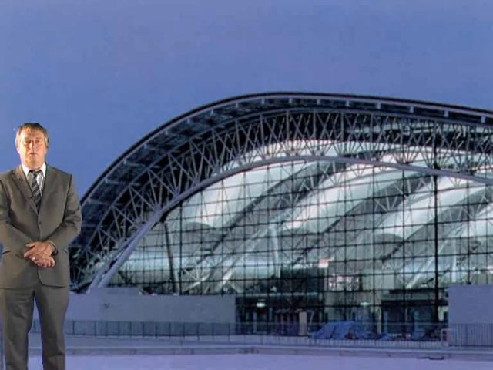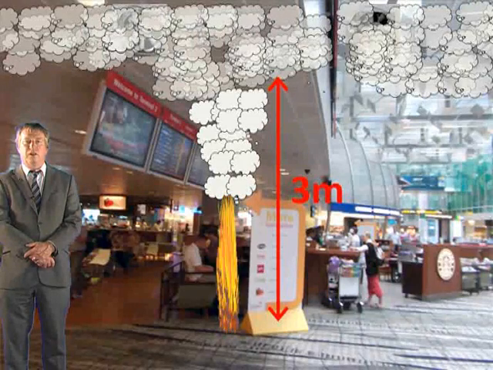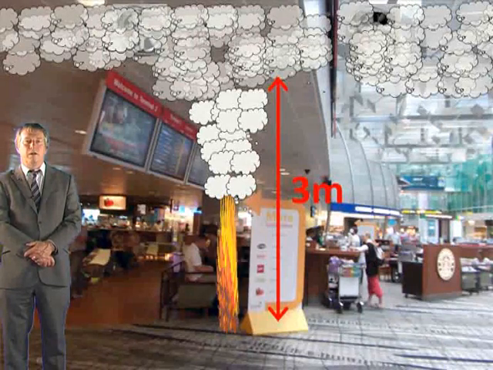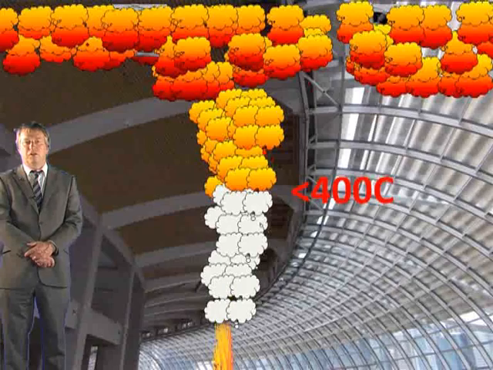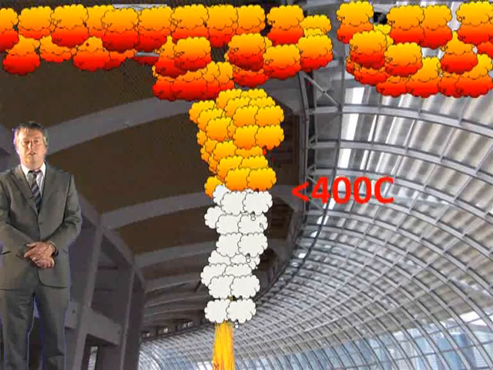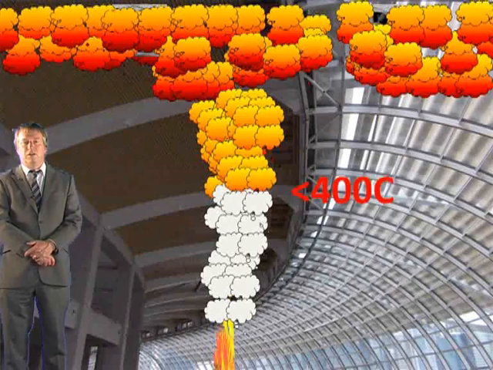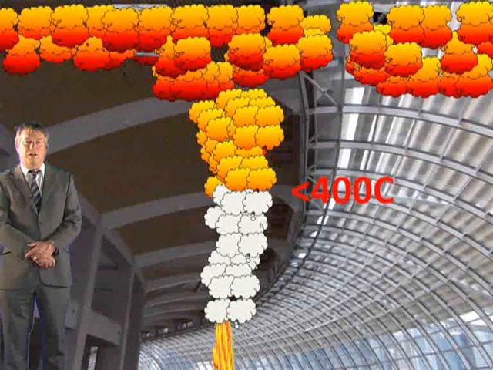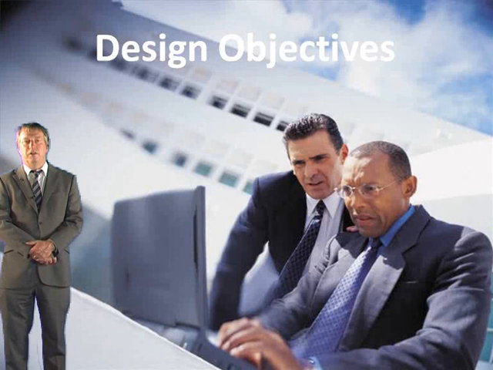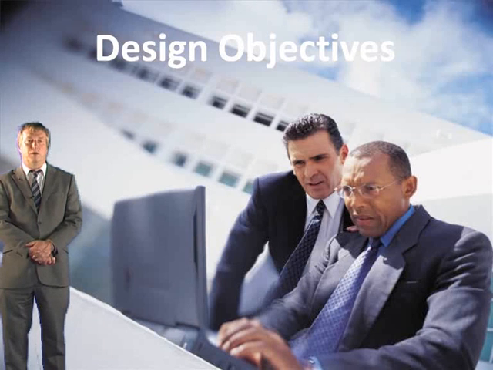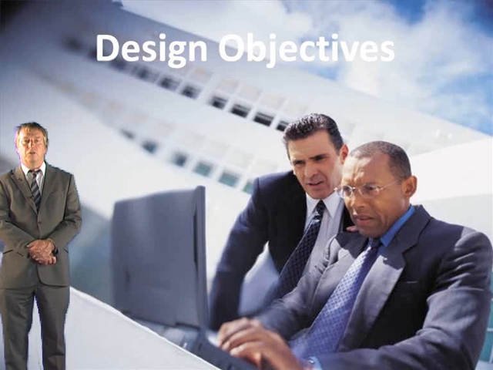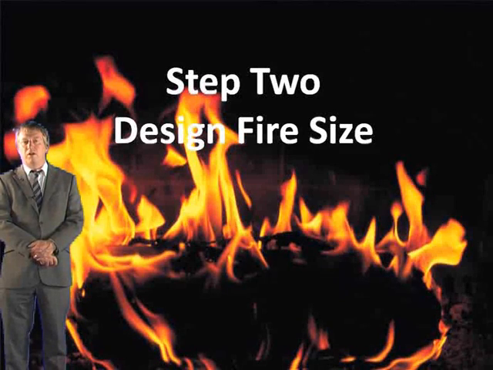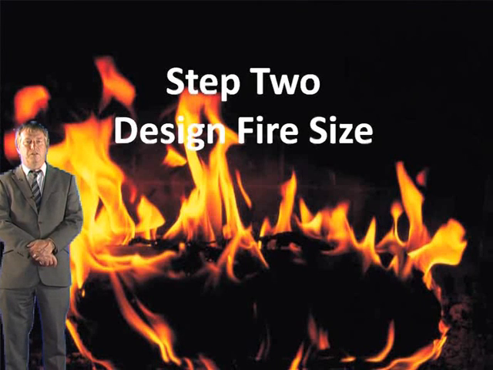In an airport terminal, the design objectives may be not only for life safety, that is to maintain a 3 metre clear layer height, but also for structural purposes. For example, if you can demonstrate that the smoke will not exceed a certain temperature, say around 400 degrees Celsius, then the steelwork may not need the usual level of fire protection. So before starting to determine the smoke ventilation requirements, the design objectives have to be decided upon. It's then possible to determine the requirements of the system in order to achieve those objectives. That covers step 1. Now let's move on to step 2, determining the design fire size.